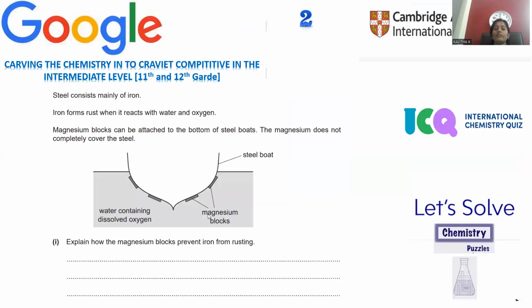Move on to question number 2. It is collected from Cambridge Assessment International Education, and it is part of corrosion. The topic is an application-based question on corrosion: steel consists mainly of iron. So let me assume this is the entire device made up of iron. Iron forms rust when it reacts with water and oxygen. Here, rusting of iron is the common thing. Rusting means what? Everybody is aware of that.